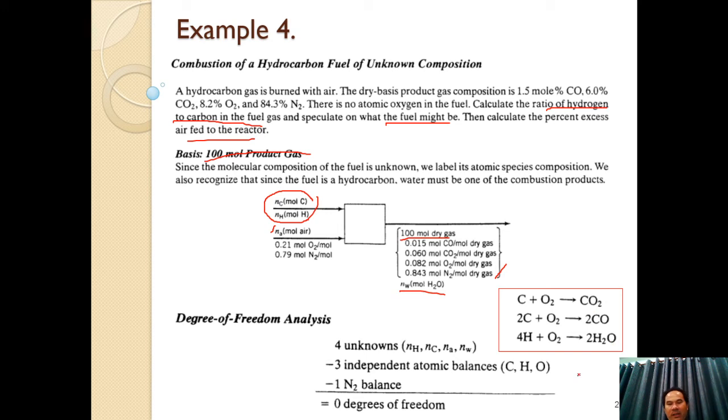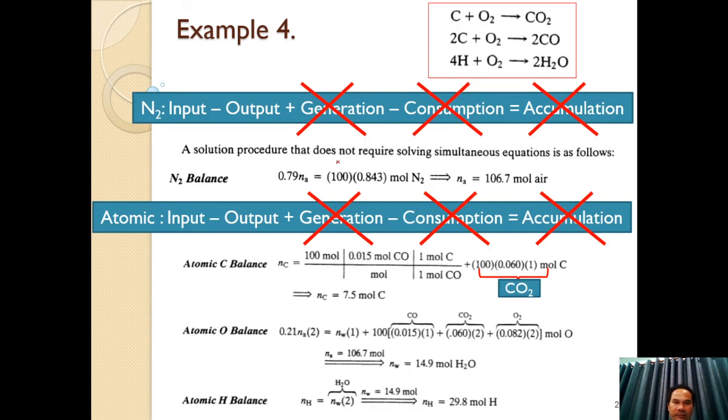For this case, you do the degree of freedom analysis based on atomic balance. We have four unknowns: NC, NH, NA, and NW. And we have three atomic balances: C, H, O, and one inert N. For this case, you get 0 degrees of freedom, so you can solve it. You have no other information, so the first step is to balance based on nitrogen.